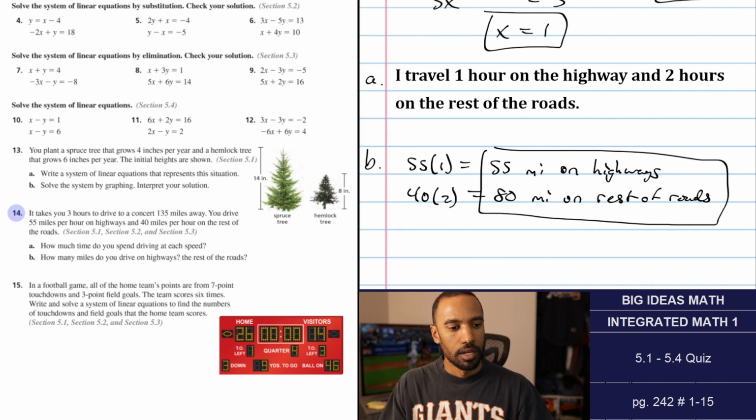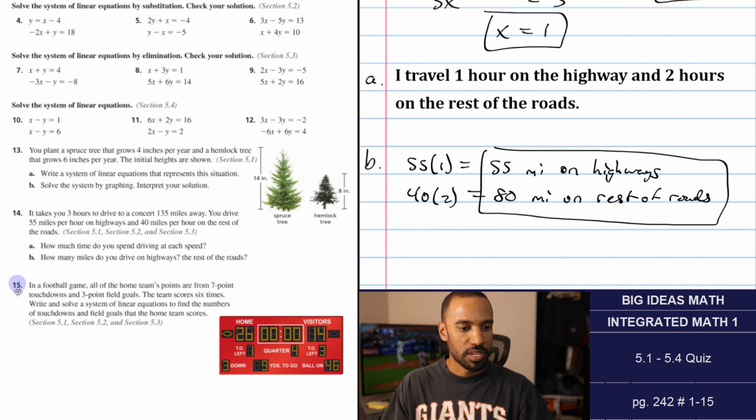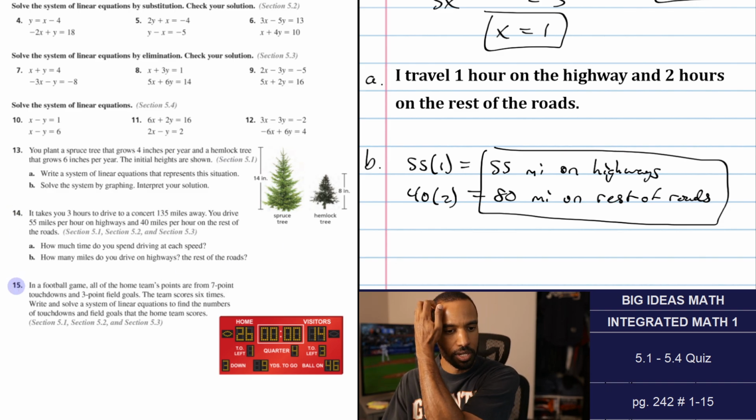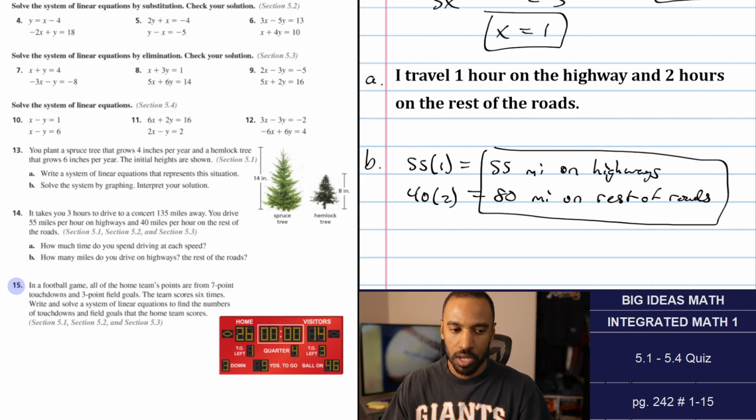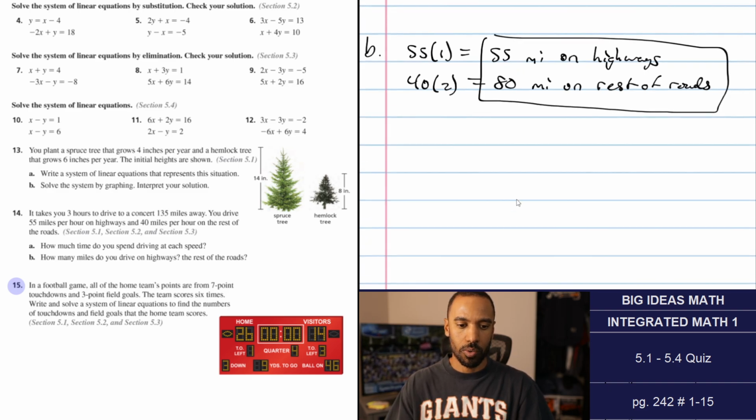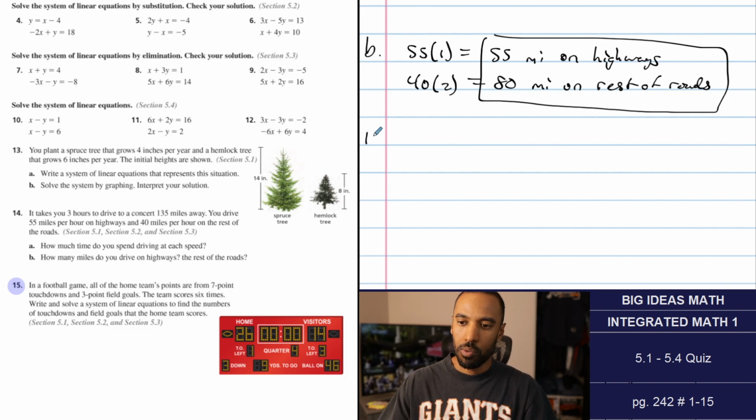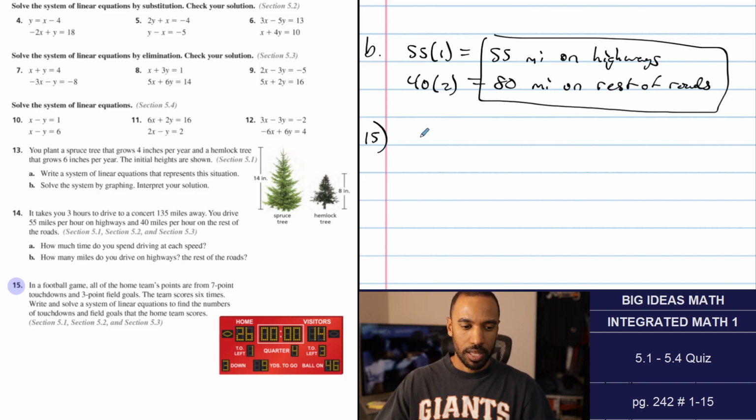Okay, last one, number 15. In a football game, all of the home team's points are from 7-point touchdowns and 3-point field goals. The team scores 6 times. Write and solve a system of linear equations to find the numbers of touchdowns and field goals that the home team scores. So the home team, if you can see that little scoreboard, has scored 26 points in total. So what we can look at here is, let's let touchdowns and field goals.